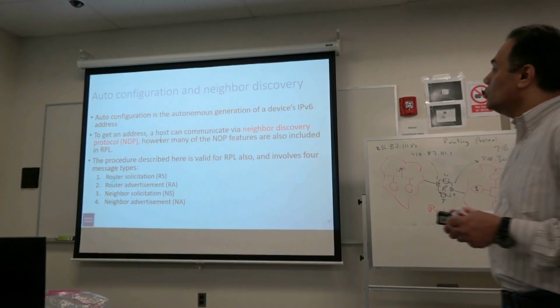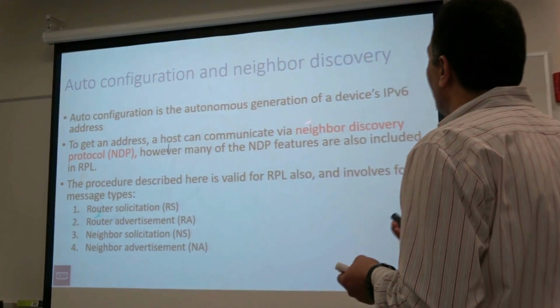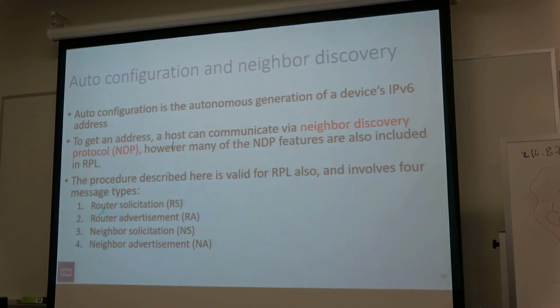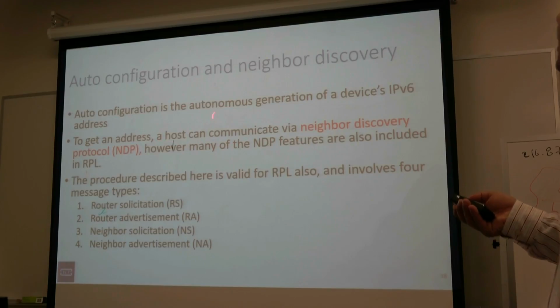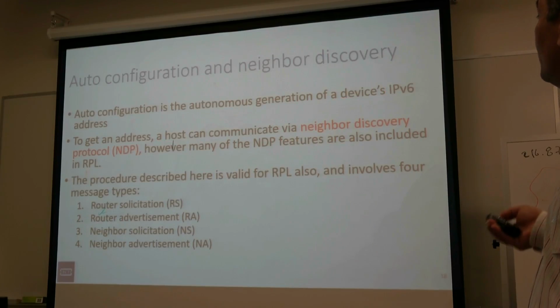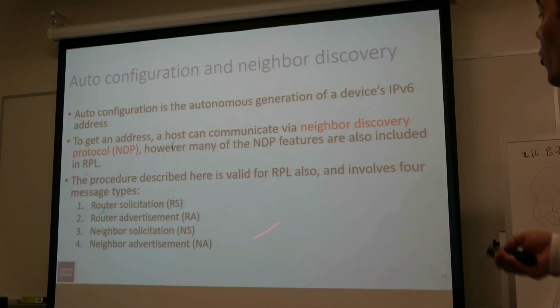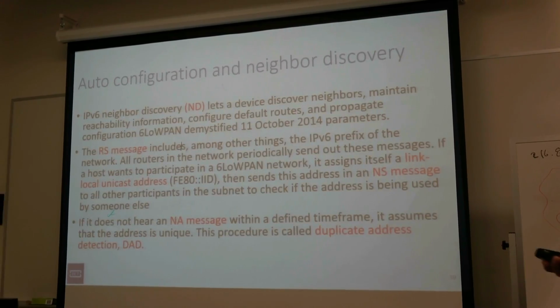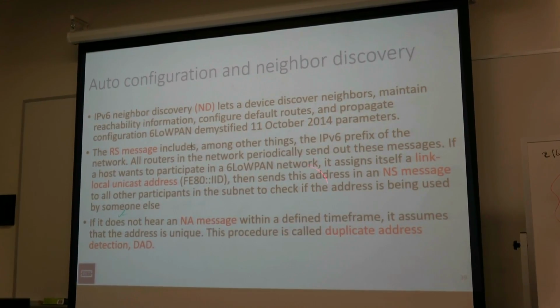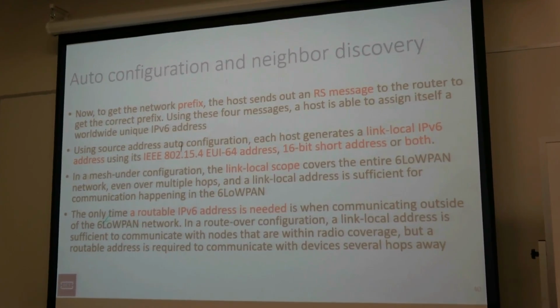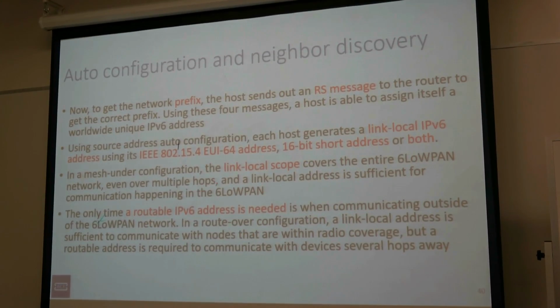We spoke about auto configuration. We're going to talk about RPL in detail next class, by the way, just to give you an introduction. Auto configuration is the autonomous generation of devices' IP addresses, and we spoke about that last time, that there's a mechanism for that.